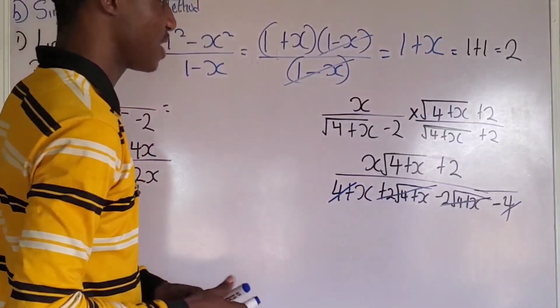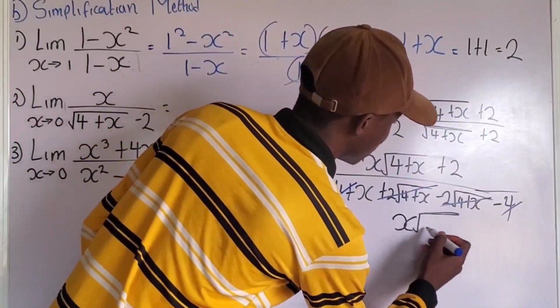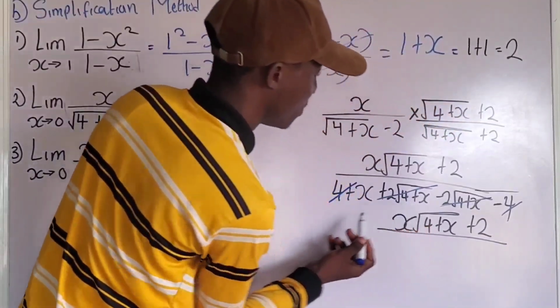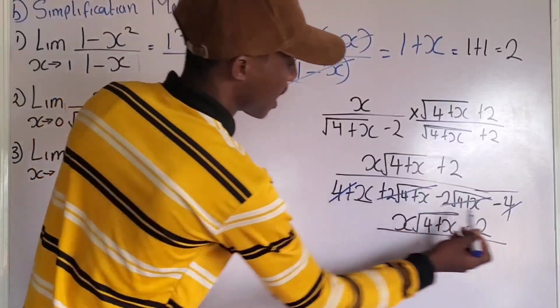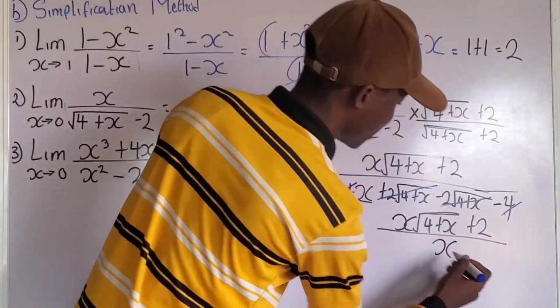So, the final answer, the conjugate, you're going to have x root 4 plus x plus 2 all over... Now, we don't forget that we are having x here. We are only left with x. This plus 4 cancels this negative 4. This plus cancels this. You understand? So I'm going to have this over x.